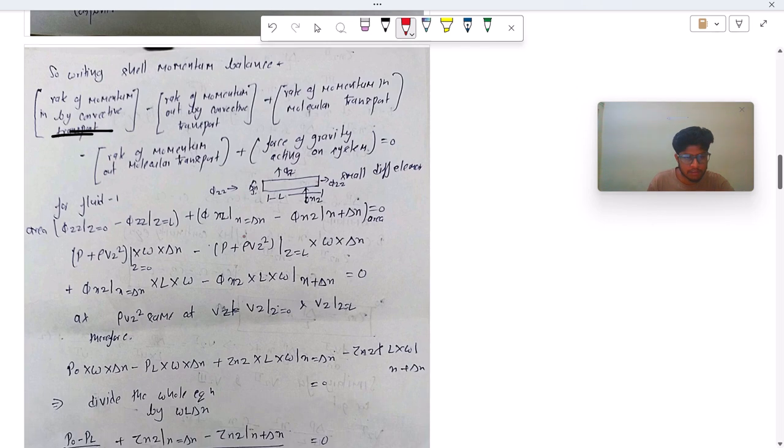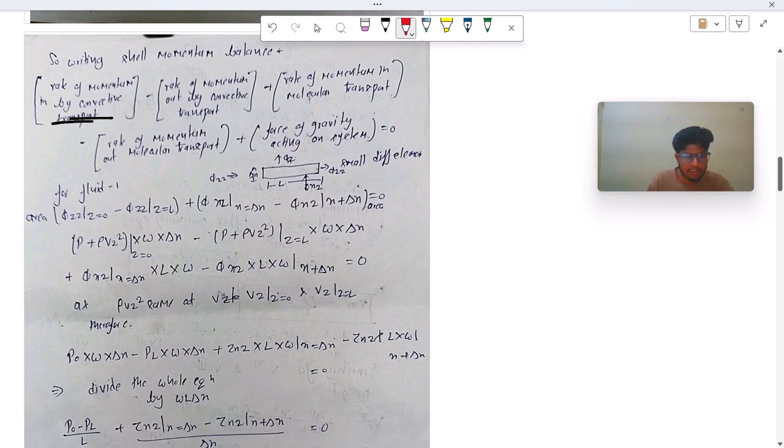So writing our shell balance equation, first of all see in which direction the momentum is going. The z momentum in the z direction comes in from this side and goes out from here: at z equal to 0 it will be in, and at z equal to L it will be out. Similarly, z momentum transferred in the x direction will come in from this side and leave from this side, at a thickness of delta x.